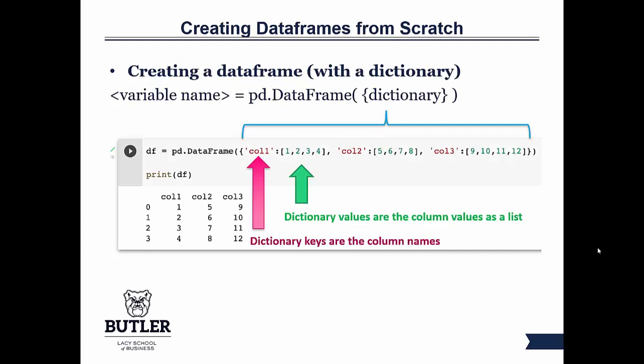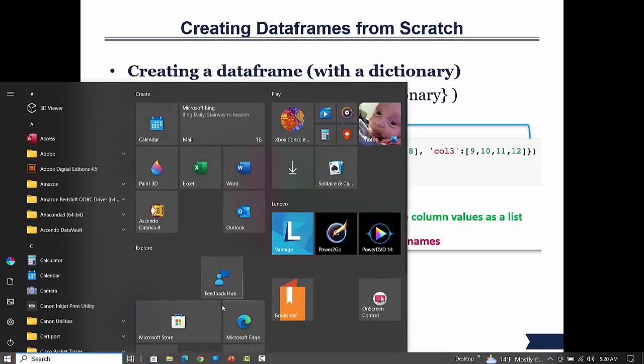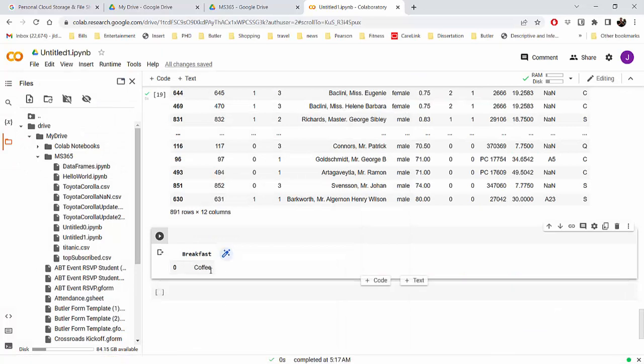So before we get out of here, let's jump back into Google Colab and let's quickly look at how we can create a pandas data frame from scratch using the dictionary method. So what we're going to do is jump back over into Google Colab, and let's just do something really quick and easy.